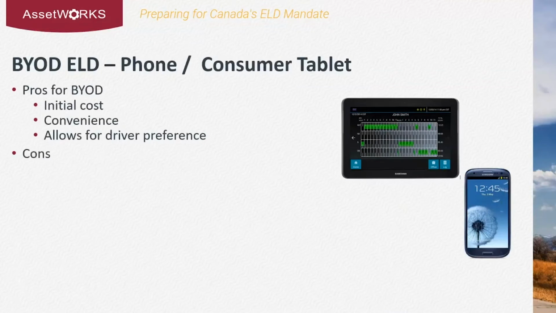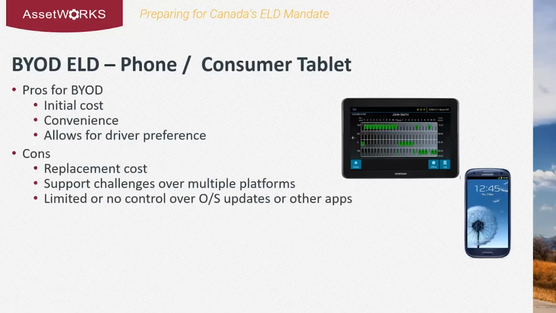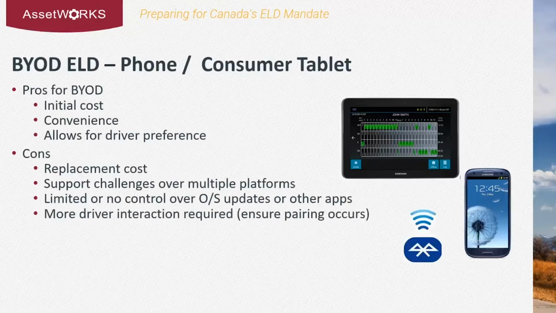Some of the cons are, any of us that have recently damaged our cell phone and we're still in the plan realize that a new smartphone is running you well over $1,000 these days. So the replacement cost can be pretty high on these devices. There can also be support challenges over multiple platforms. If you have a wide mix of devices, years, makes and models, it can provide support challenges to your team because you don't have any control over operating system updates or the other apps being run on the phone. So those are some of the challenges you need to make sure you overcome.